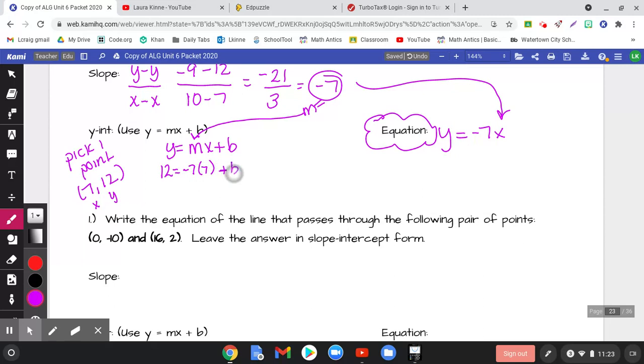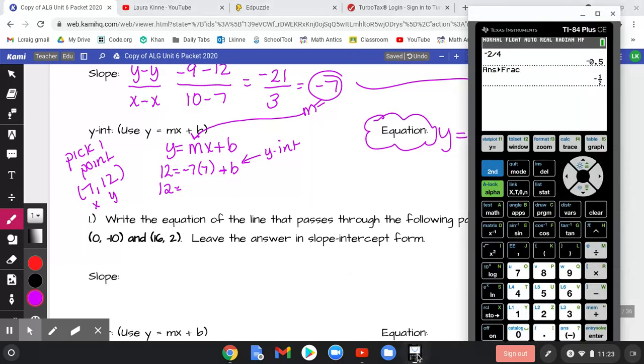And then we'll leave the plus b because that's your y-intercept. And so as soon as you solve this equation, you'll have your y-intercept. So 12 equals, all right, if you're bad with negatives, if you're bad with multiplying, you always have access to your calculator. Look how quick this is. -7 times 7. -49.